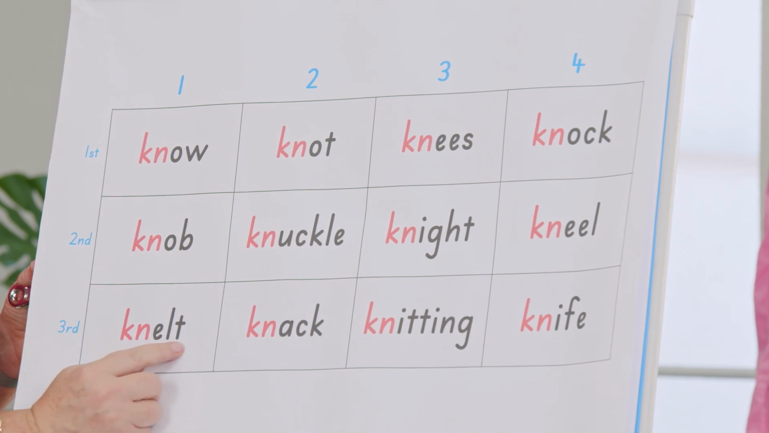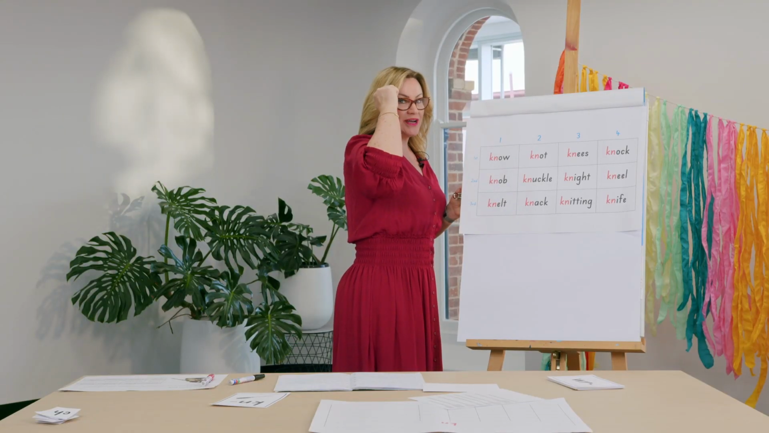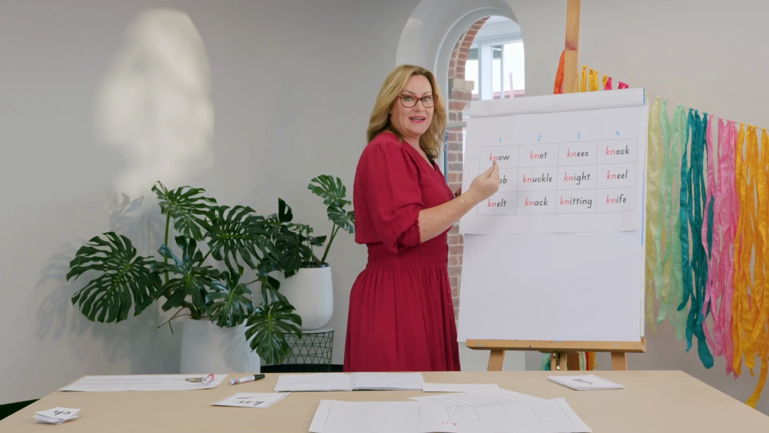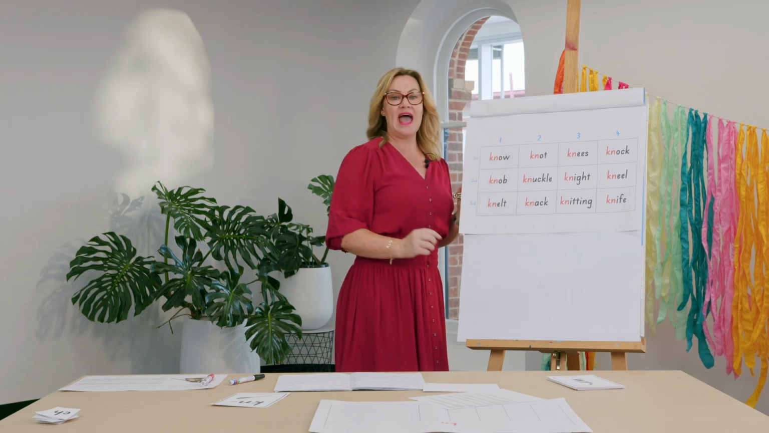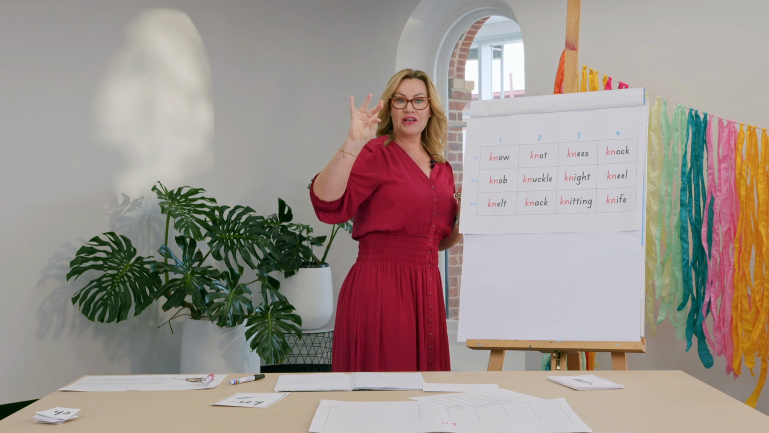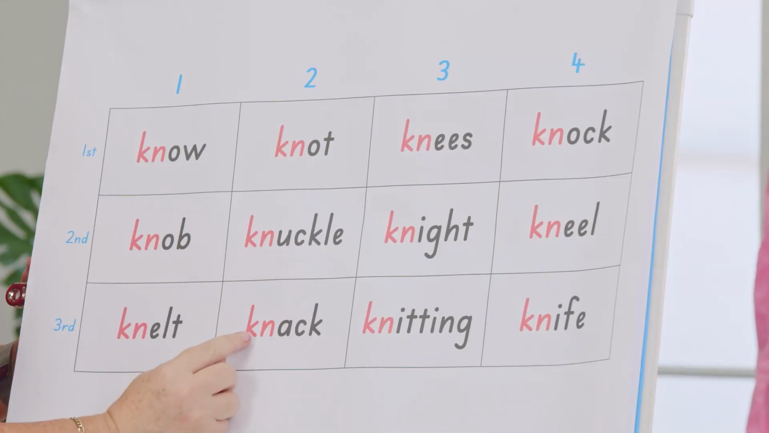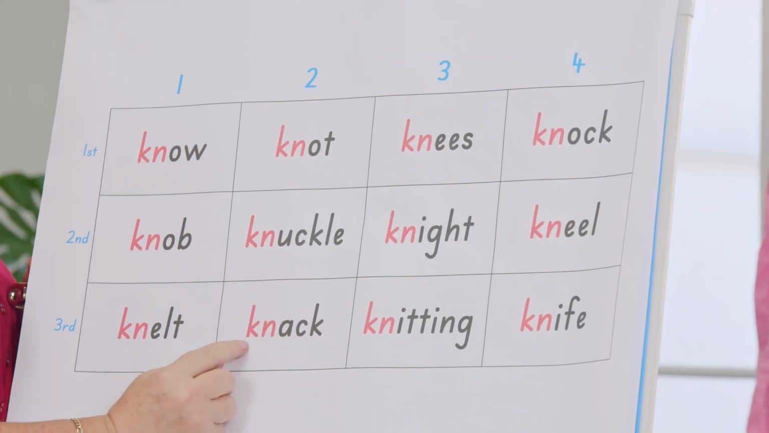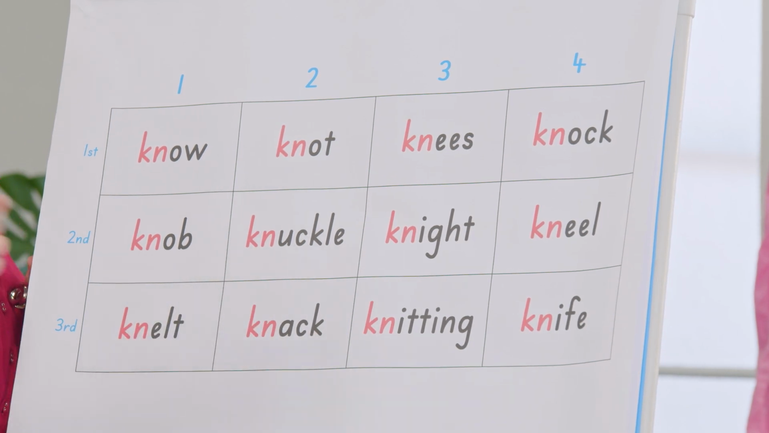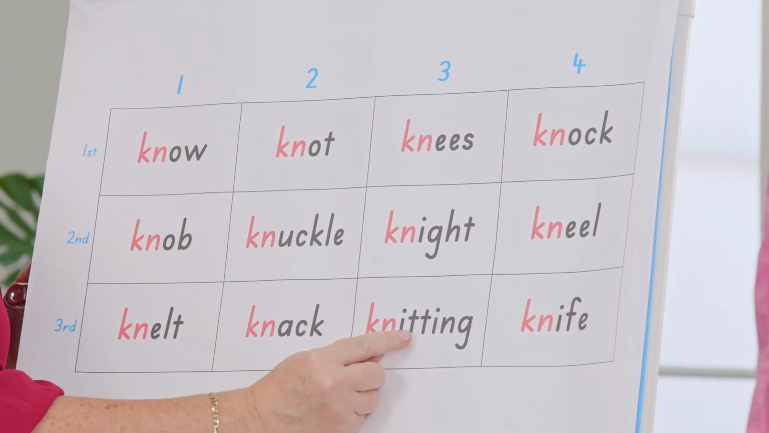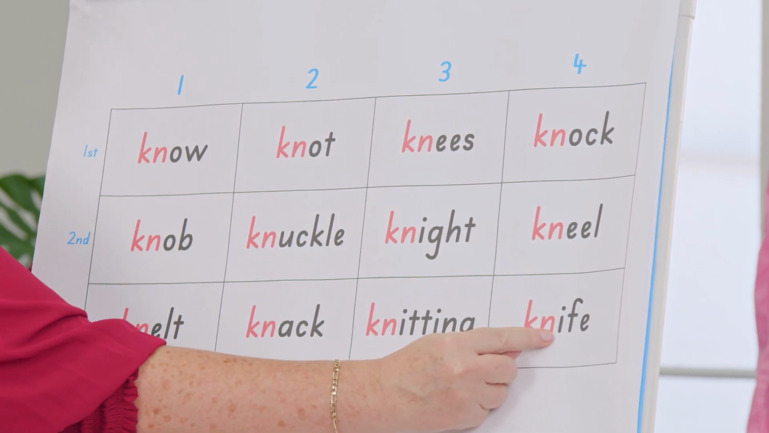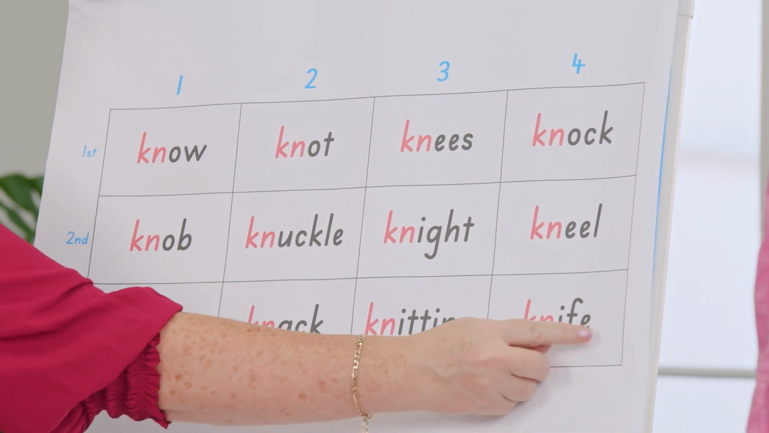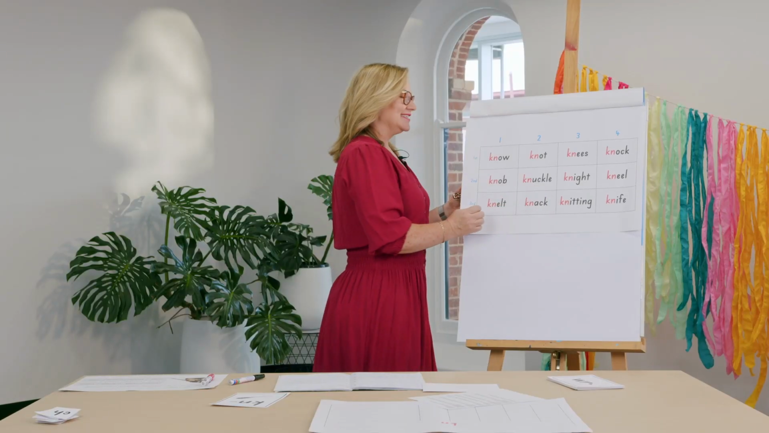N-E-L-T. Knelt. If you still got your phoneme fingers happening, remember that's the way we store it in our brain for our writing as well. So it's really important. I'll remind you, let's do this one together. Knack. N-A-K. Knack. Go back here. N-A-K. Knack. Keep going with phoneme fingers. N-it. It-ng. Knitting. Knife. Knife. Key word. Excellent.